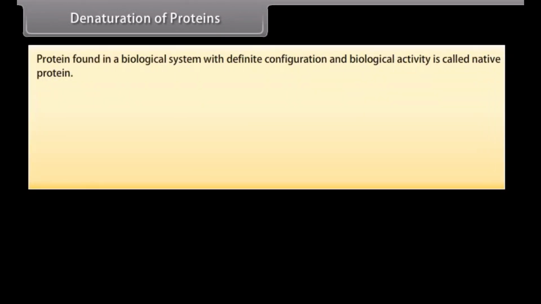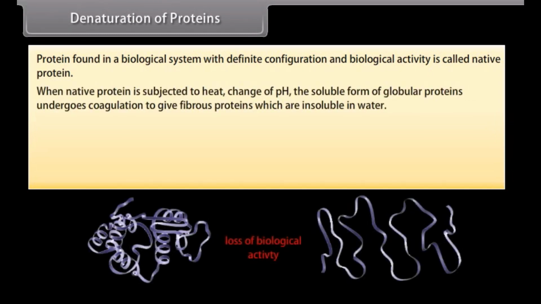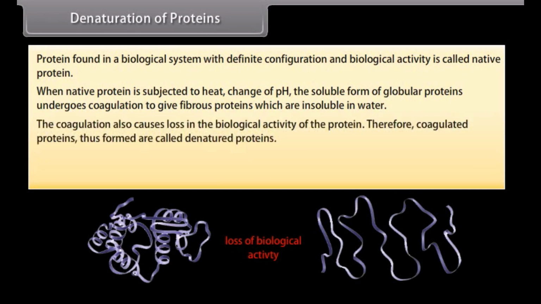Denaturation of proteins. A protein found in a biological system with definite configuration and biological activity is called a native protein. When a native protein is subjected to heat or change of pH, the soluble form of globular proteins undergoes coagulation to give fibrous proteins which are insoluble in water. The coagulation also causes loss in the biological activity of the protein.